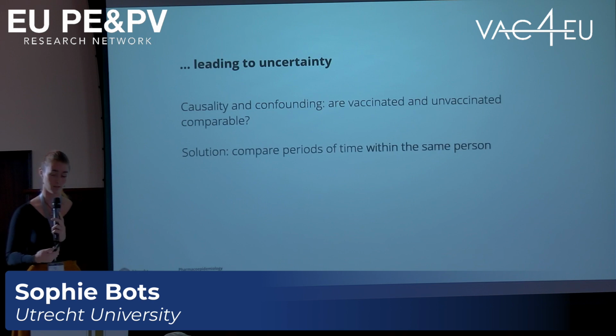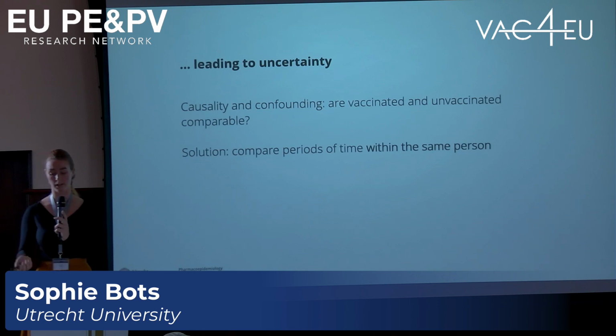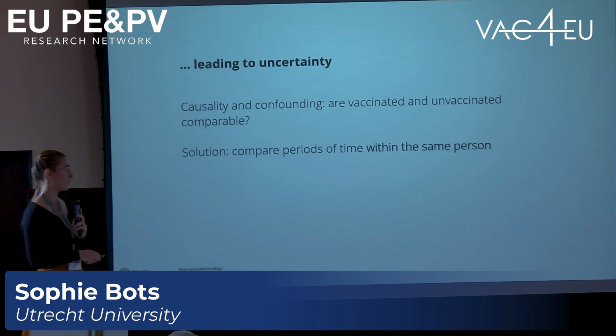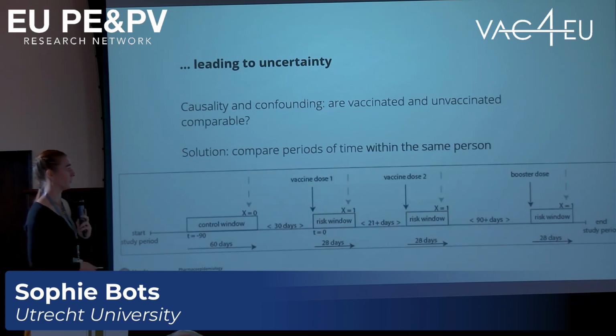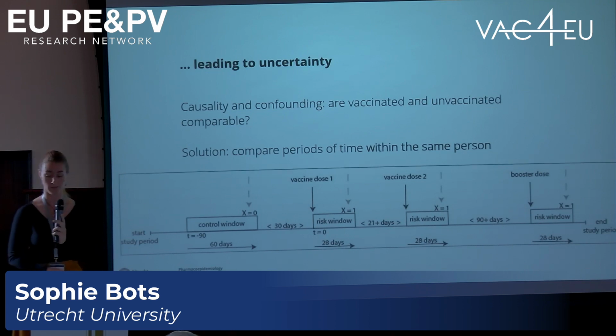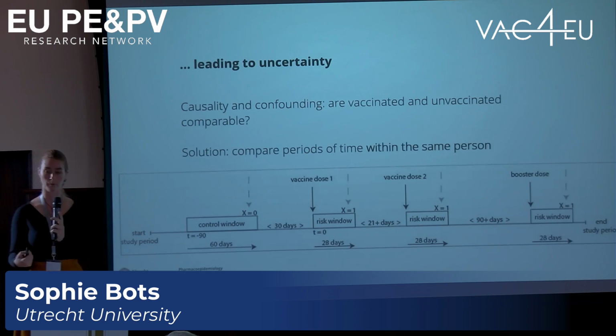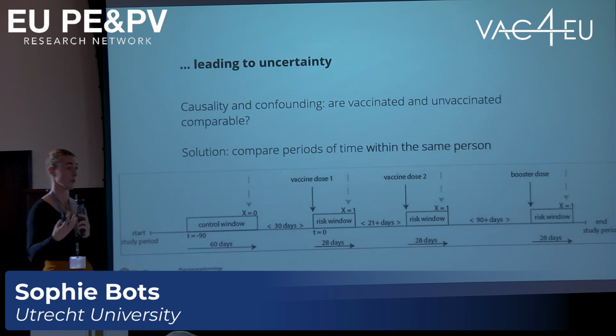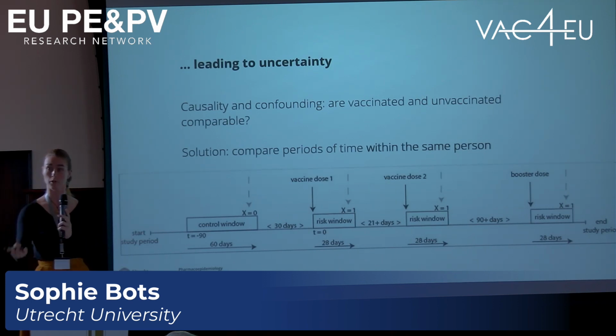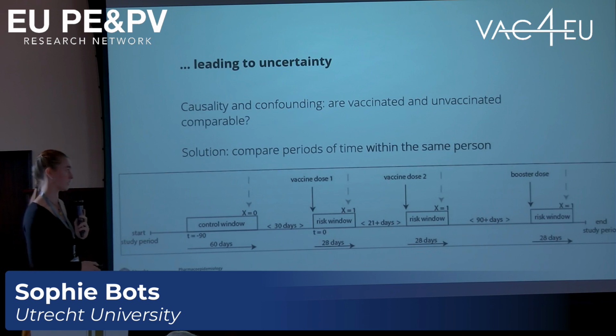I think a very nice and elegant solution to this is to compare, instead of vaccinated and unvaccinated people, looking at time within the same person, which is the basis of the self-controlled case series or risk interval design that we used. And the nice thing here is that everything that is stable within the period that you're looking at, any confounder, such as a comorbidity, type 1 diabetes, it's the same for that person. So you will get rid of all that time-fixed confounding.